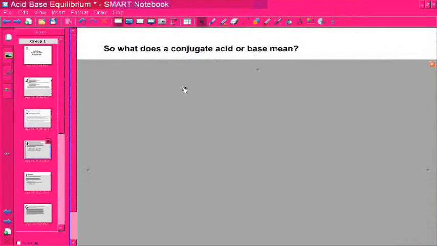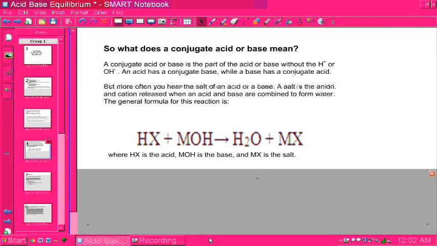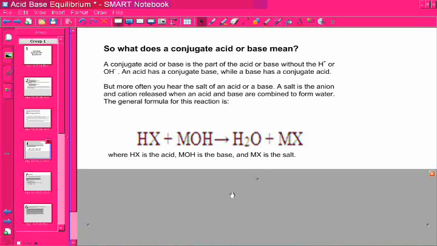So what does a conjugate acid or base mean? A conjugate acid or base is the part of the acid or base without the H+ or OH-. An acid has a conjugate base, while a base has a conjugate acid. The stability of this conjugate acid or base determines the strength of the base or acid, respectively. But more often you hear the salt of an acid or base. A salt is the anion and cation released when an acid and base are combined to form water. The general formula for this reaction is HX plus MOH goes to H2O plus MX, where HX is the acid, MOH is the base, and MX is the salt.